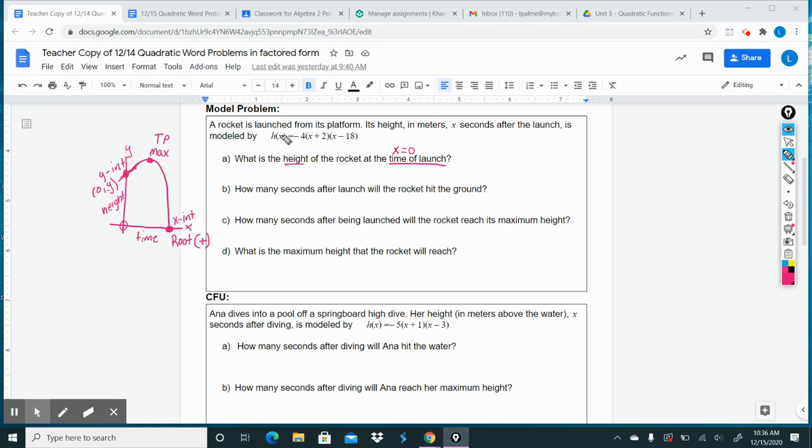That means wherever we see an x in our function, we are going to place in 0. So we have -4 times (0 plus 2) times (0 minus 18), and we get -4 times 2 times -18. -4 times 2 is -8, times -18 gives us 144, and since our height is in meters, that's 144 meters. So we are looking here for our y-intercept.